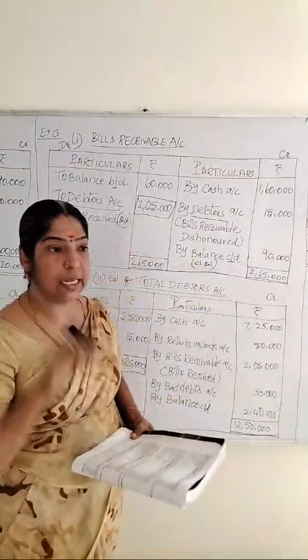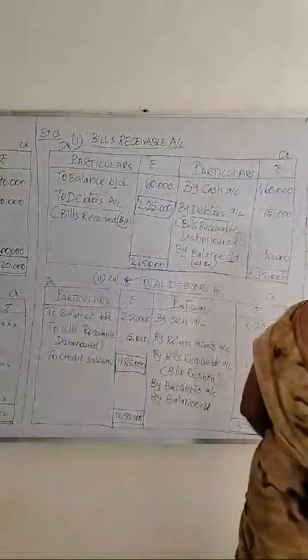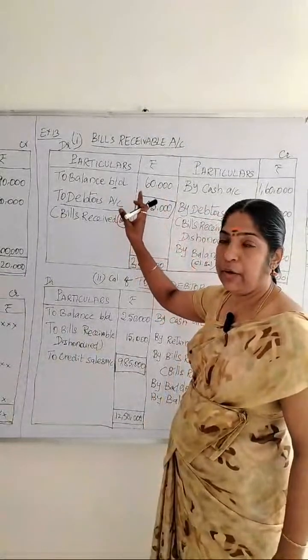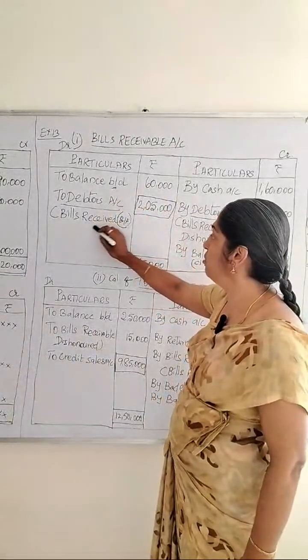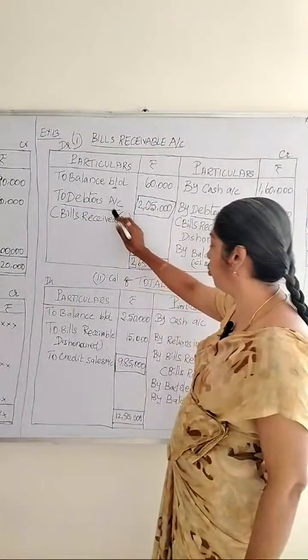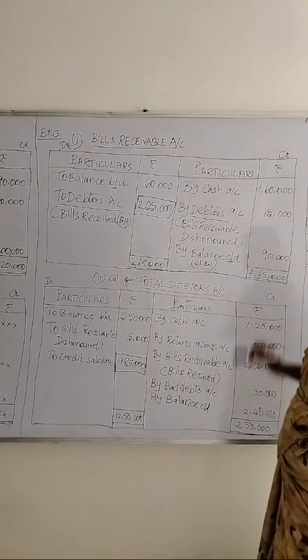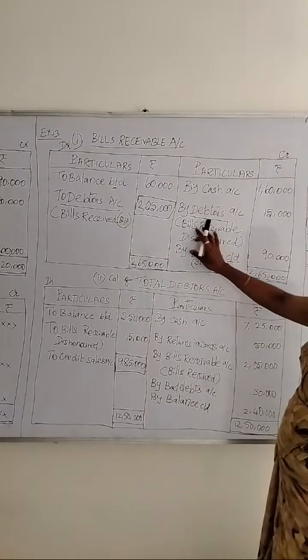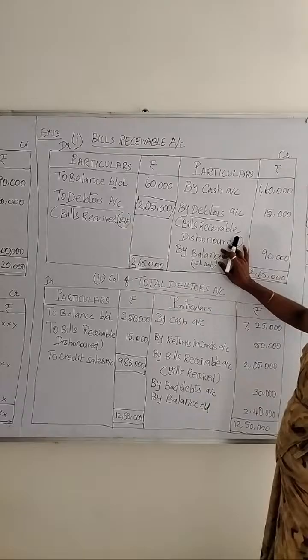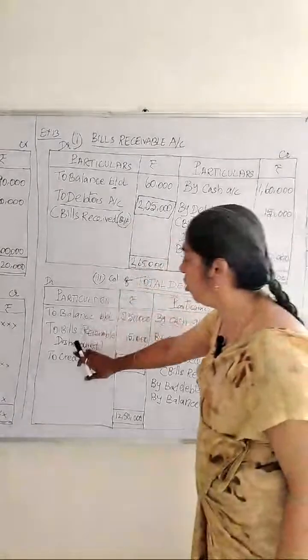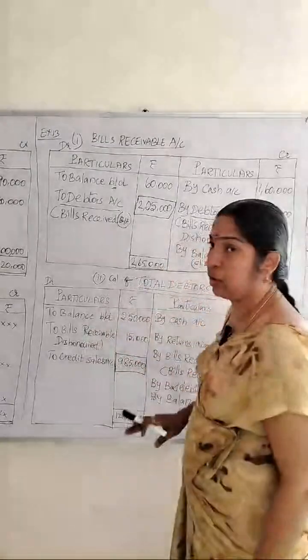And listen here carefully. From the bills receivable account, we take bills receivable received from the total debtors account and enter it on the credit side of the total debtors account. And bills receivable dishonored from the total debtors account should be entered on the debit side of the total debtors account.